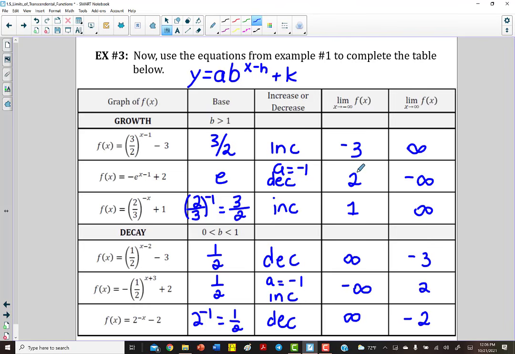So our limit at negative infinity was the horizontal asymptote, and because it's decreasing, we had negative infinity as the end behavior to the right. And again, these are just taken right off of the graphs that we just did, so I don't want to belabor that point.